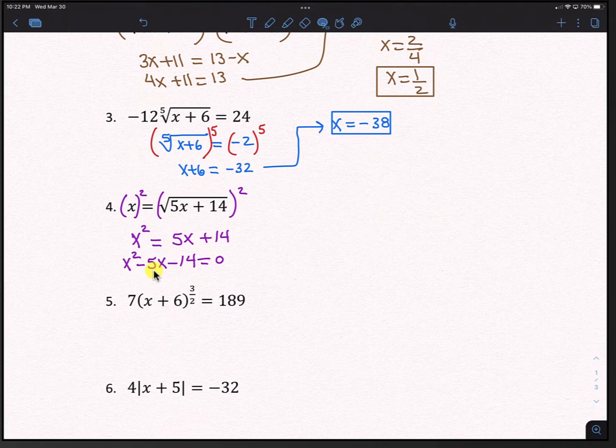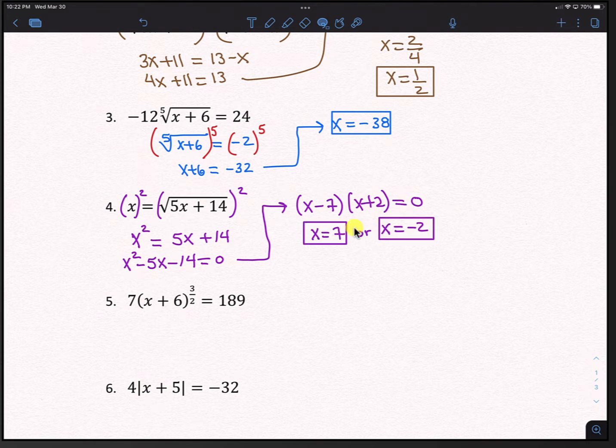Now this can be factored, and that's going to be factored into x minus 7 times x plus 2. And we set both of those equal to 0 and solve. And we get x equals positive 7 or x equals negative 2. Now we'll need to see if these answers are valid. So let's plug in 7 for x.